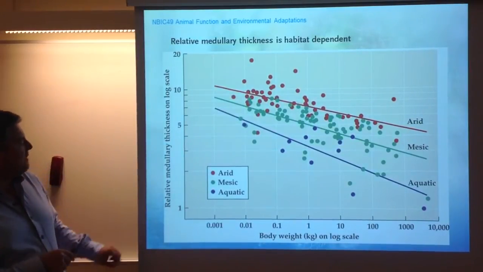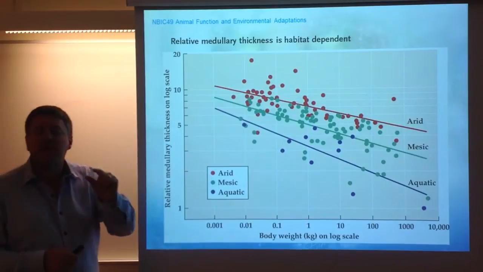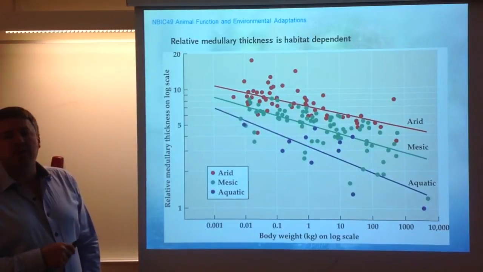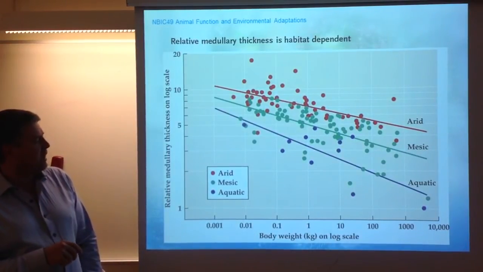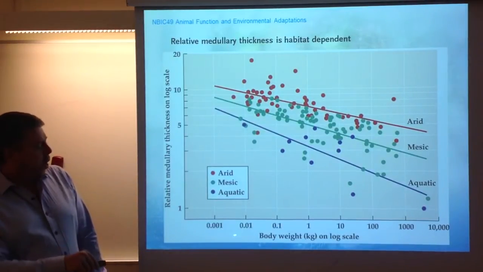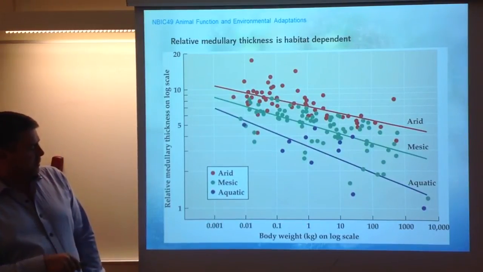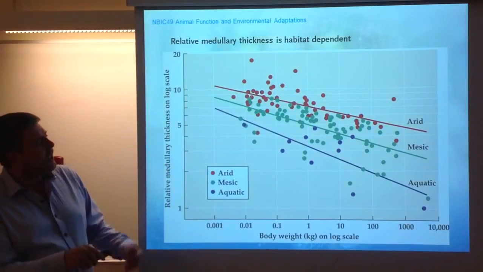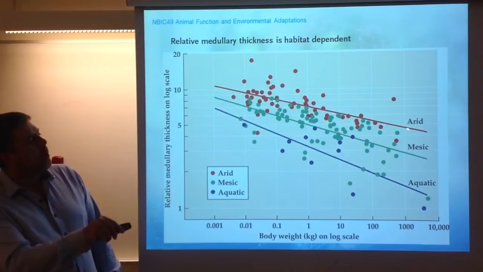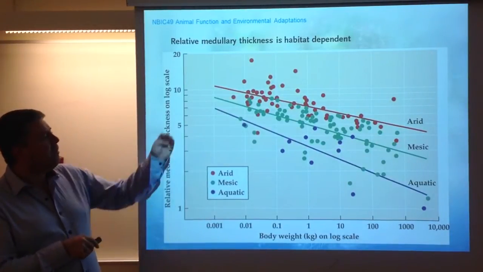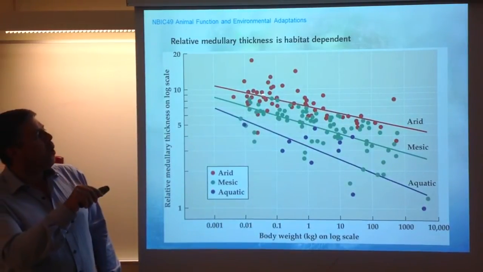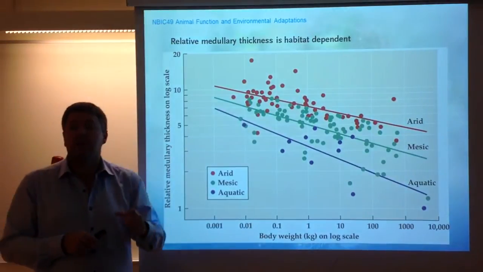What if you look at what's called the relative medullary thickness, the thickness of the renal medulla, and you compare that between animals from different environments and habitats, arid environments in red versus, say, aquatic environments in blue, over a range of body masses, from very small animals to animals that are, well, 1 ton. What you see clearly here is that arid species always lie higher. That means that for a desert species, at a given body mass, the relative medullary thickness is always higher. The thickness of the renal medulla is higher.